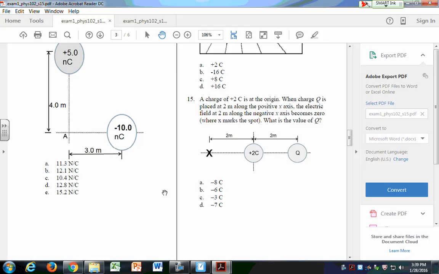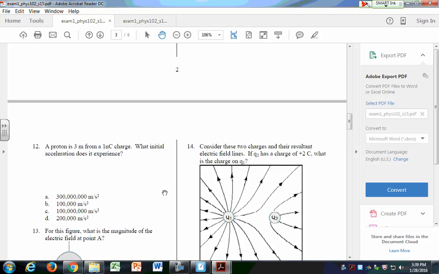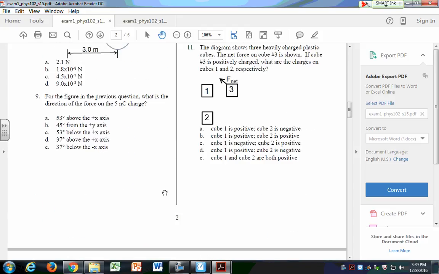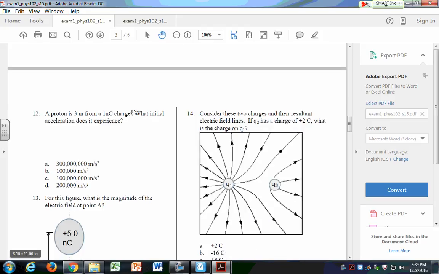I kind of understand the difference, but I remember we would have these problems where you either have to use the electric force or the electric field one, and then you have to find the acceleration. I kept doing the electric forces, but I realized it was the electric field. Well, like this one: a proton is 3 meters from a 1 nanocoulomb charge. What acceleration does it experience?